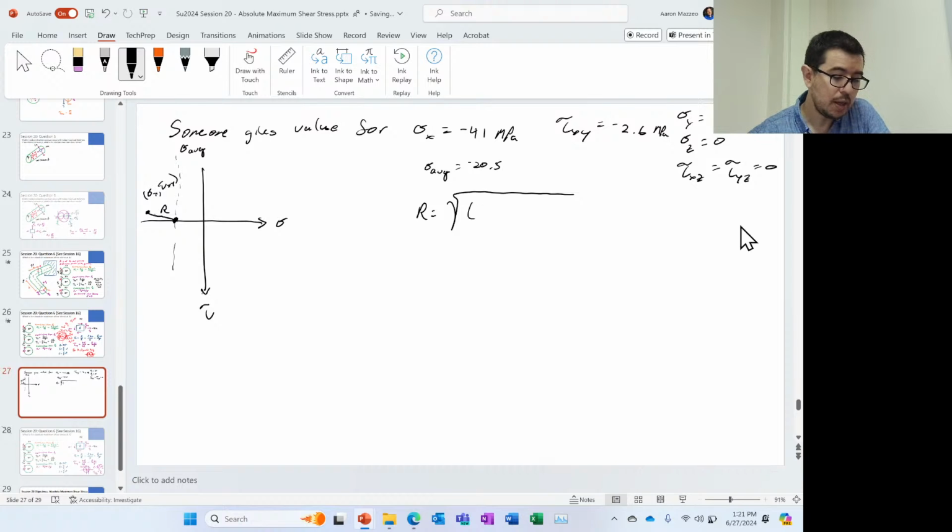Okay. So can I say that this distance right here is going to be sigma x minus sigma average? Are you okay with that? So let's just do it that way, right? And squared, right? And then this y is this tau xy, plus that squared. Okay? So that's the radius.